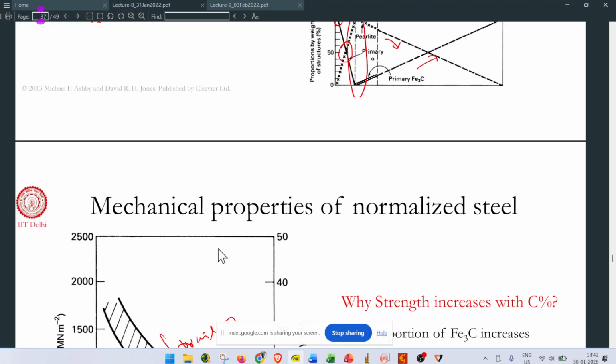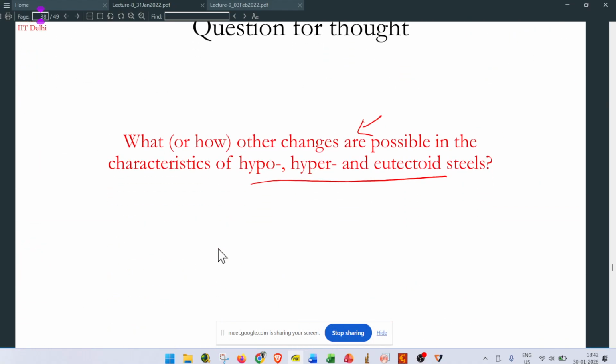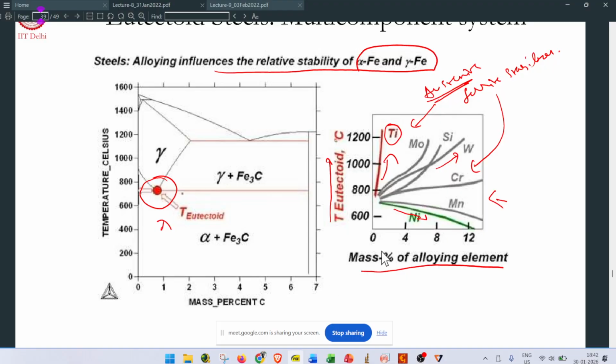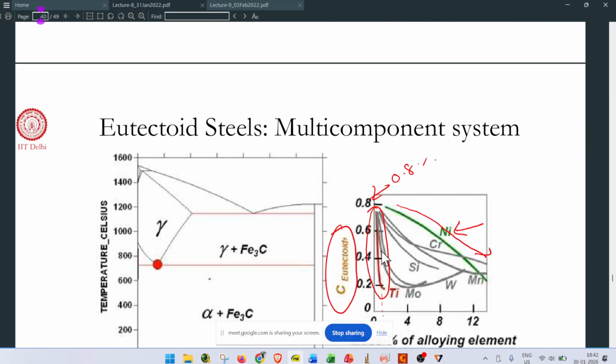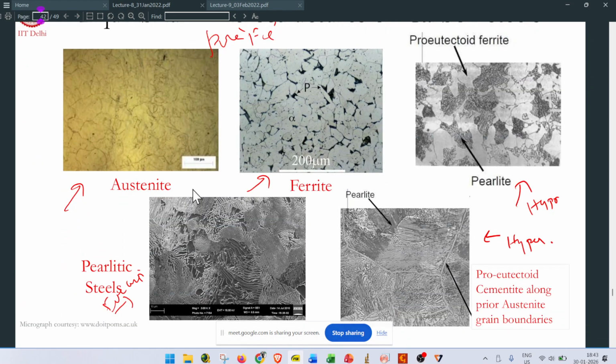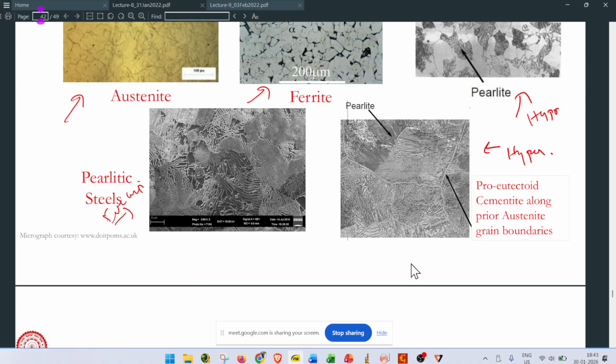Now we will see how the phase changes by changing the temperature, because the cooling rate also changes how the microstructure looks. So here is the microstructure in brief view. Austenite is the gamma phase, that is FCC. Ferrite is BCC. Pearlite is alpha plus Fe3C.